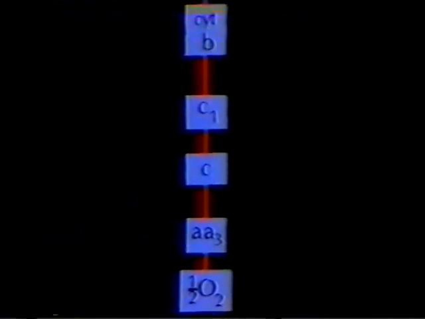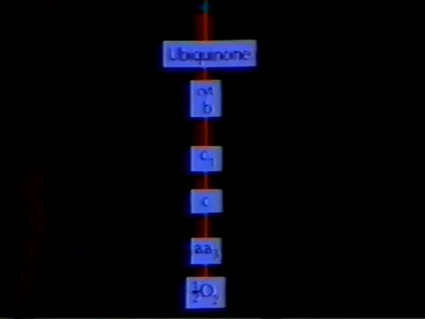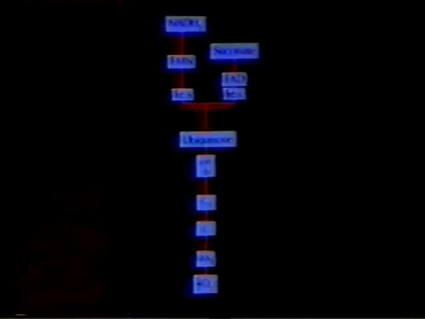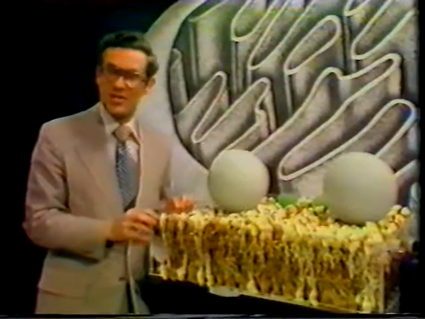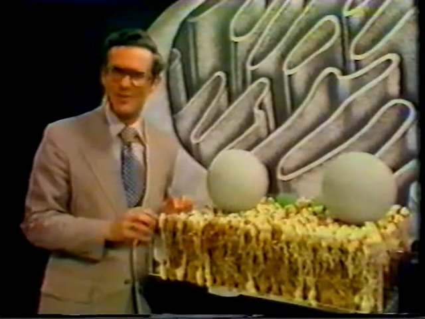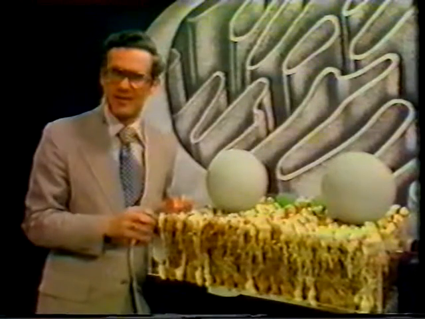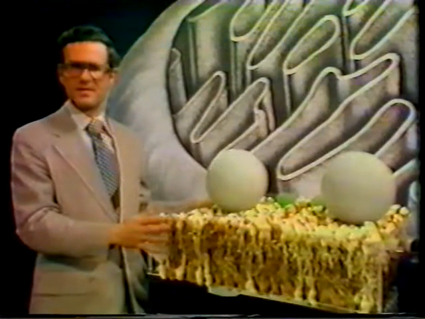Together, these respiratory carriers are called the respiratory chain or the mitochondrial electron transfer chain. If we could look at the mitochondrial inner membrane at a magnification of several millions, which we unfortunately cannot do yet, we would see something like this here.